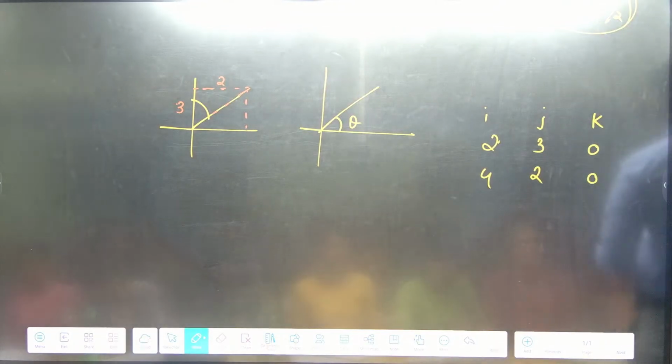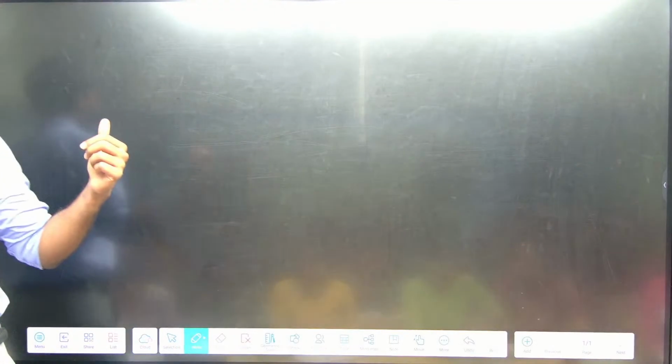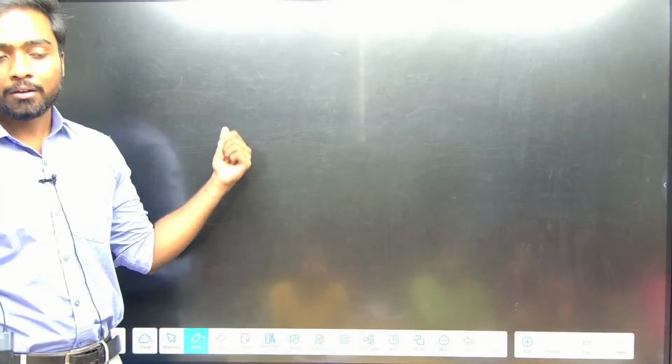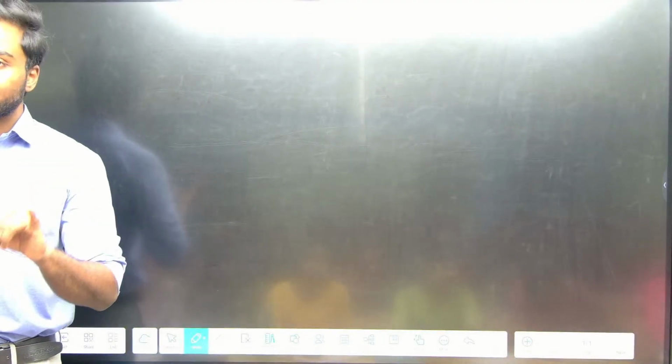Any doubts? Okay, so now listen. It's an important thing to concentrate on this topic. This is the main topic to go inside motion in a plane. Okay, so taking the component of a given vector.